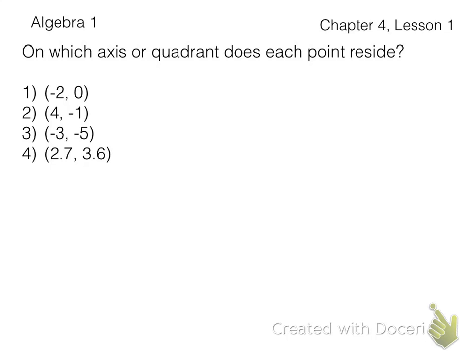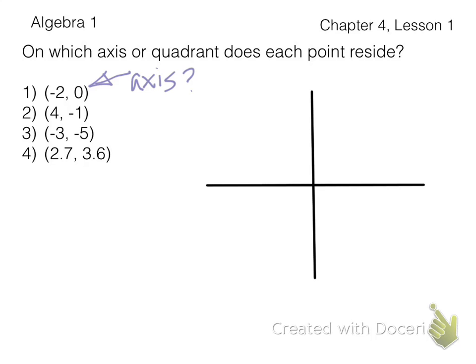All right, last slide. Which axis or quadrant does each point reside on? Okay, so remember when I said if it's got a 0 in there, it's got to be on an axis. But which axis is it? If I just do a quick little coordinate plane, I start at negative 2, so 1, 2, and then since it's 0 on the y, it's actually right there. So which axis is this? This is the x-axis, this is the y, so this point is actually on the x-axis.